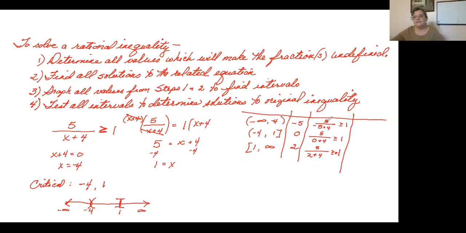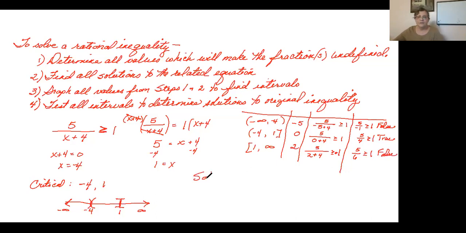Now, in this case, this is going to be 5 over negative 1, which is a negative 5, which is not greater than 1, so that's false. This is going to be 5 over 4. 5 over 4 is 5 1/4. That is greater than 1. This is true. This is going to be 5 over 6. 5/6 is not greater than or equal to 1, so that one's false.